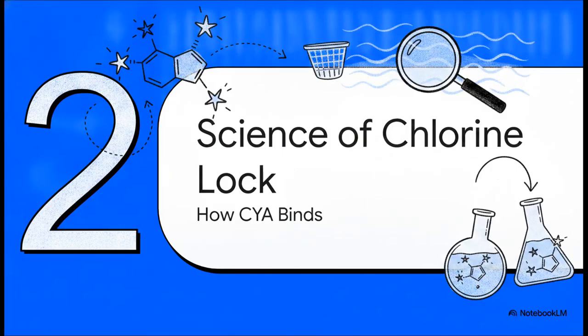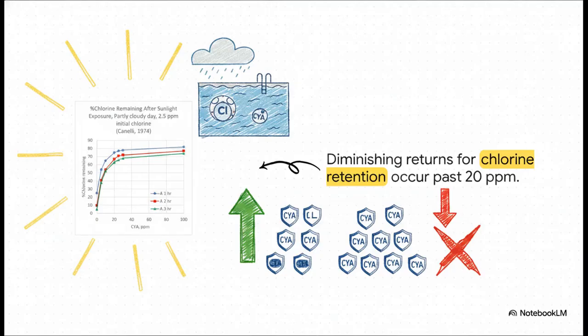Okay, to truly master our water chemistry, we need to look a bit closer at the underlying science. Section 2, Science of Chlorine Lock. When we look at the numbers, you don't actually need that much CYA to get the benefits. The first 5 parts per million of CYA do the absolute heavy lifting to retain your chlorine in the sun. Adding more past 20 parts per million offers very little extra UV protection, but it drastically increases that negative binding effect on your sanitizer. More is definitely not better when it comes to stabilizer.